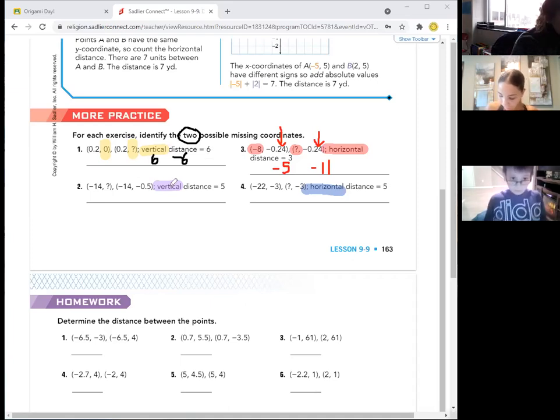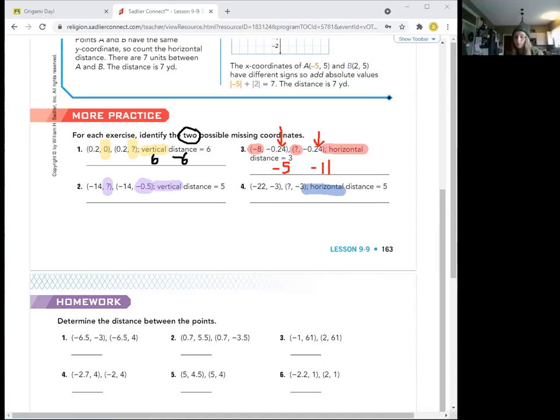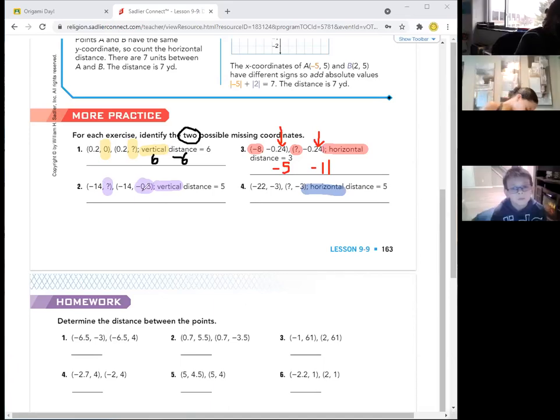Number 2, vertical distance. What is changing, x or y value? Okay, y value. If it's changing by 5 units, give me 5 units that are either up or down from this measurement. Give me one. Give me one, Isaac. He said negative 4.5.